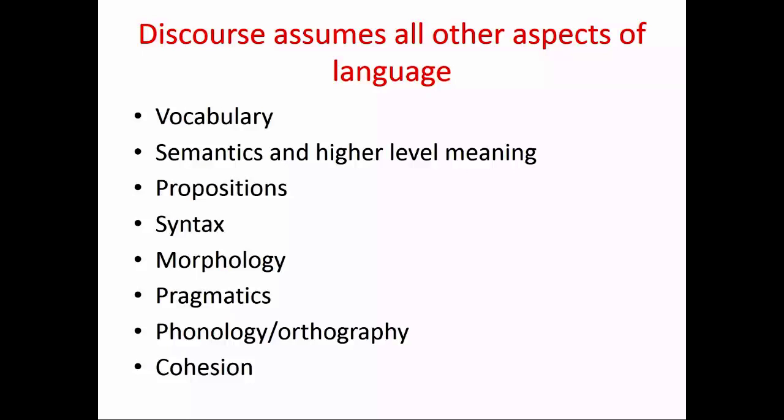So while expository discourse is going to be important for comprehension, it's also going to require all of the other language levels that we've talked about in this class, and some we haven't talked about yet. So in order to be successful, you have to understand phonology and the spelling patterns or orthography, the cohesion, so when he refers back to something 3 paragraphs earlier, the pragmatics, the morphology, the syntax, the propositions, which again are basically those ideas that we're outlining, semantics and higher level meaning, so all the inferences, and just having the vocabulary.